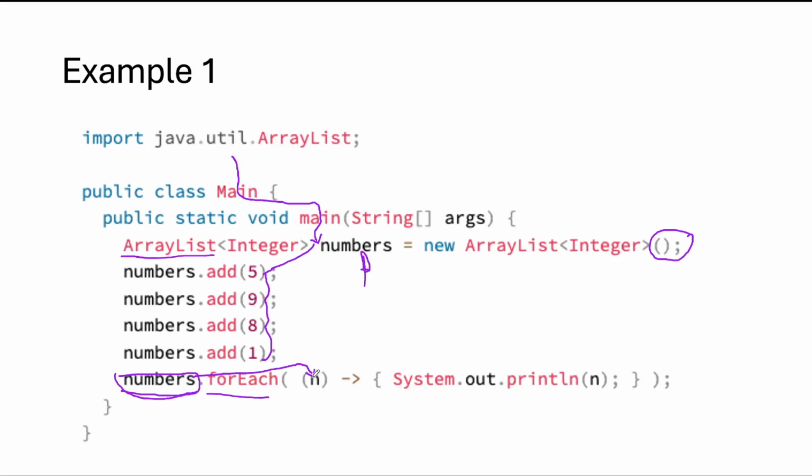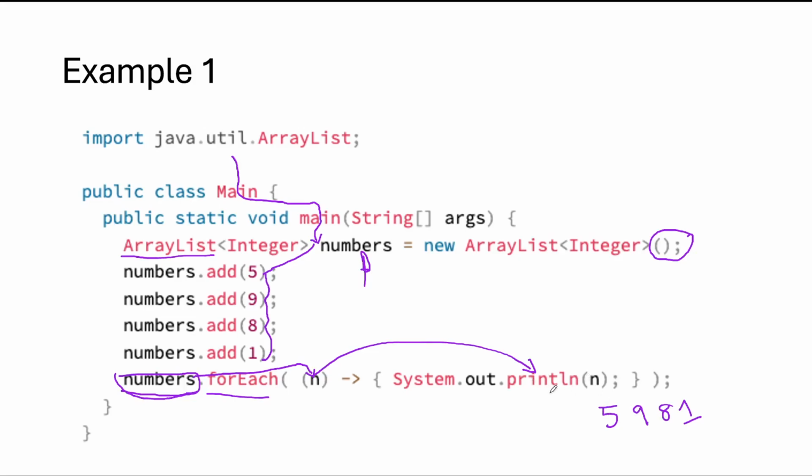Okay, take the value and print it here. That's it. So this will automatically print 5, 9, 8, 1. This is the advantage. If you want to print the elements in the array and all, we can do it this way. Here we are simply printing the output.